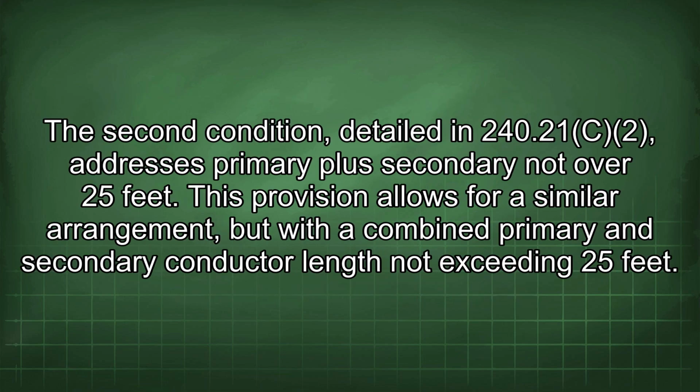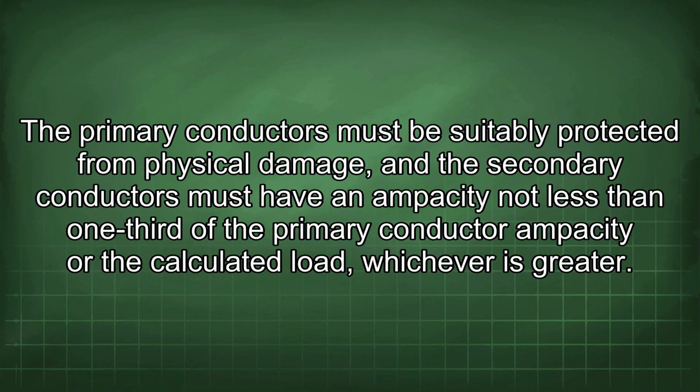The second condition, detailed in 240.21(C)(2), addresses primary plus secondary not over 25 feet. This provision allows for a similar arrangement, but with a combined primary and secondary conductor length not exceeding 25 feet. The primary conductors must be suitably protected from physical damage, and the secondary conductors must have an ampacity not less than 1/3 of the primary conductor ampacity or the calculated load, whichever is greater.